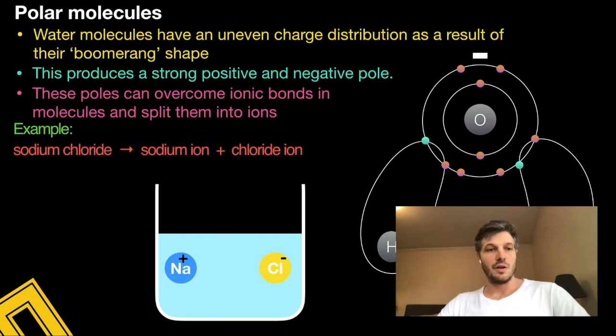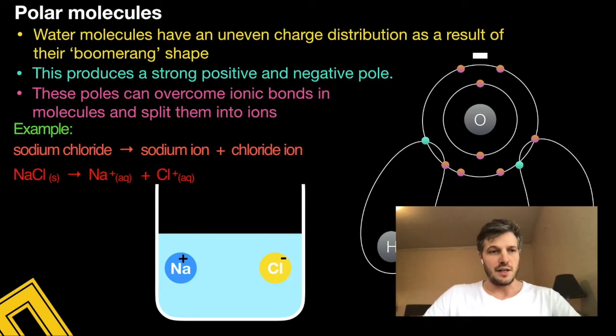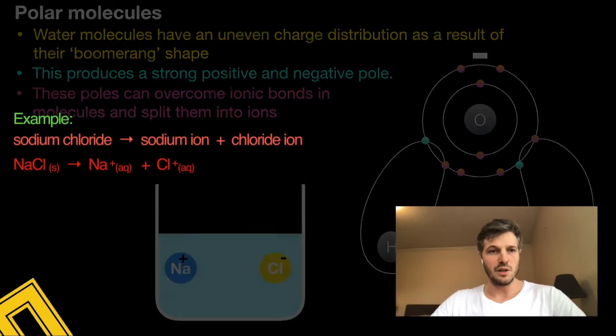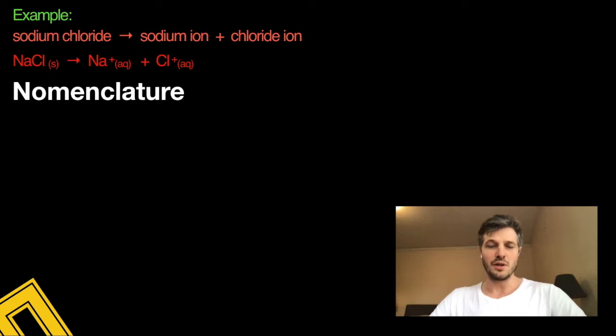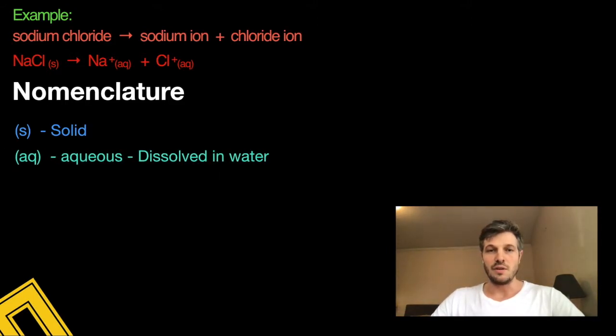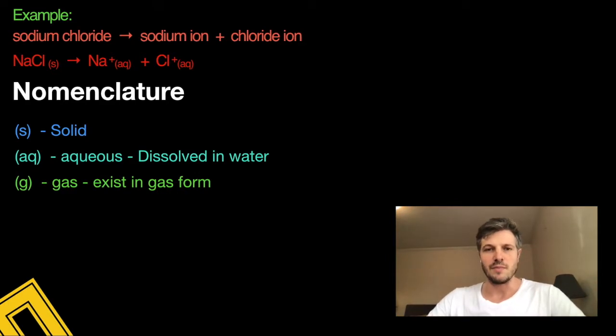So in that example, we had sodium chloride, and it dissolved into a sodium ion and a chloride ion. Now it's going to look like this as an equation, and you can see we've added a bit of nomenclature here which we haven't looked at before. So let's quickly have a look at that. We've put these little subscript s's in. They mean that they were solid. The aq means aqueous, which basically means it's dissolved in water. And g, which sometimes occurs, tells us that it's a gas, existing in a gas form.